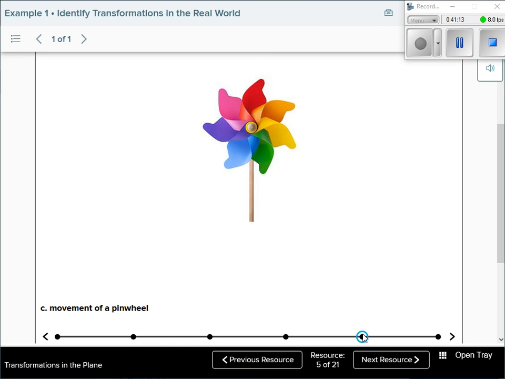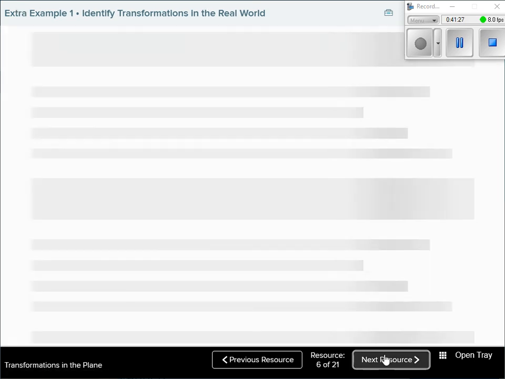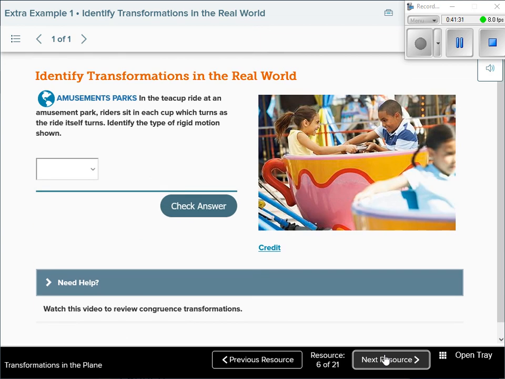What's a pinwheel do? Moves. That's true, but how? Circularly. What is that? A rotation. Go to the next slide, or next resource. Everybody with me to this point? Yeah.